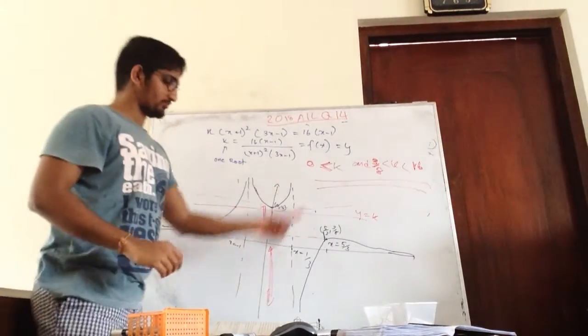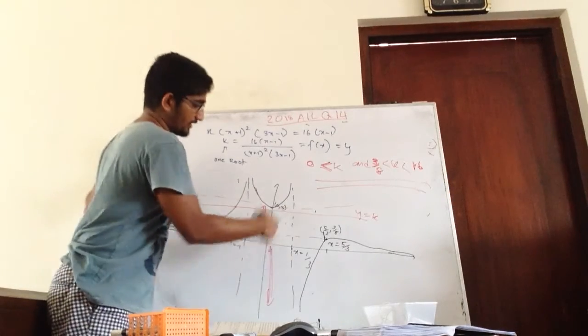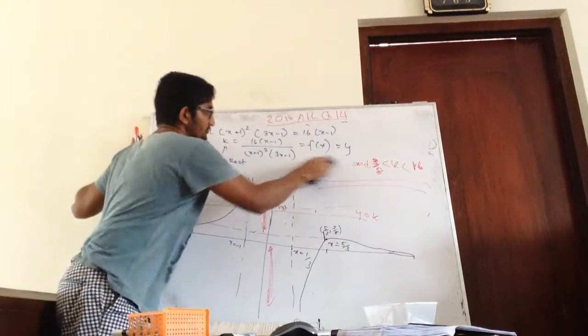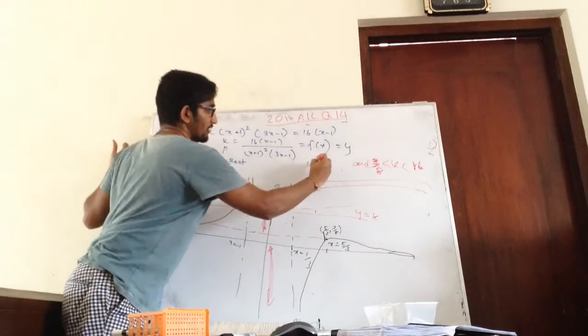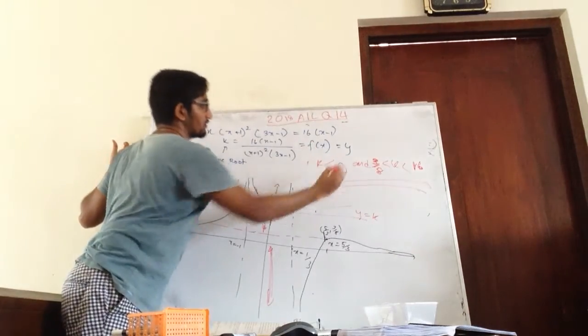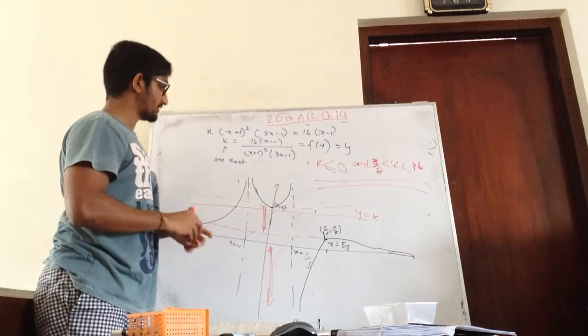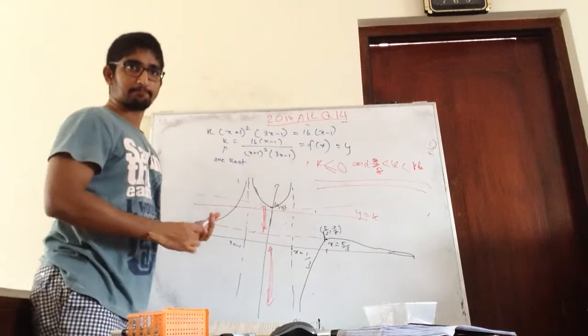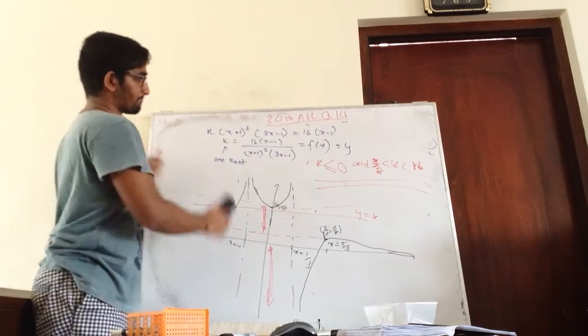Right, so small mistake here. So k is less than 0. It should be k is less than or equal to 0. Apart from that, everything is correct. So let's go to part B. Right?